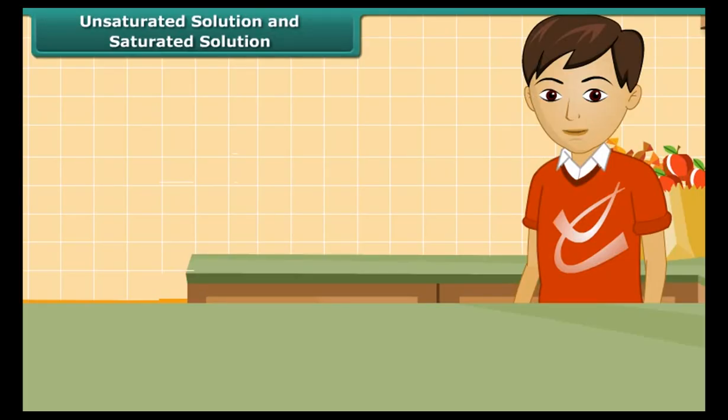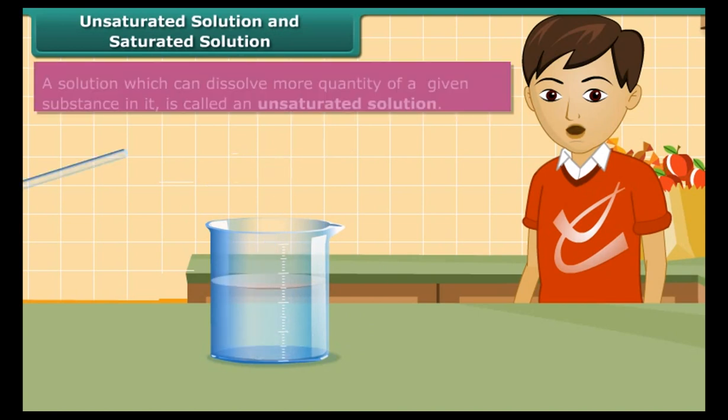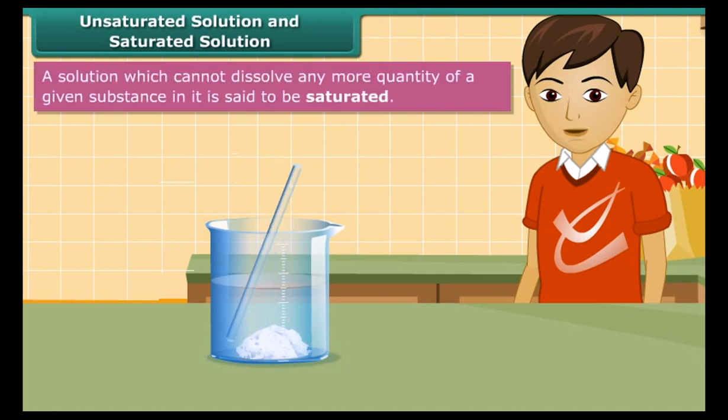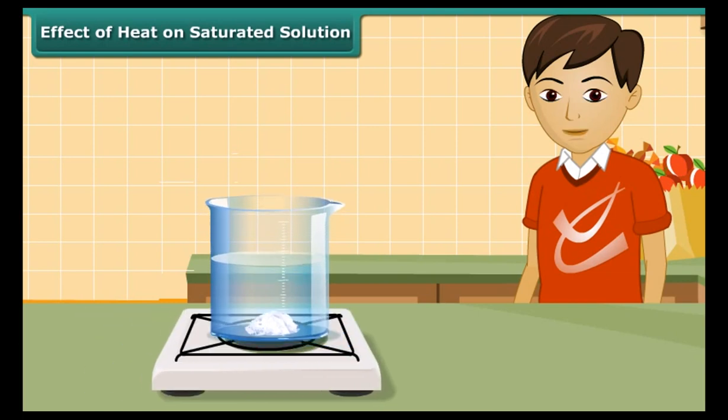Let us now do another workout. Take a beaker and dissolve some amount of salt in it. Go on adding salt to the solution. As long as the salt is dissolved in water, the solution is an unsaturated solution. But a stage will soon come when you will not be able to dissolve more salt in the solution. At this stage, the solution becomes saturated. Thus, a solution is said to be saturated if it cannot dissolve any more quantity of the given substance in it.